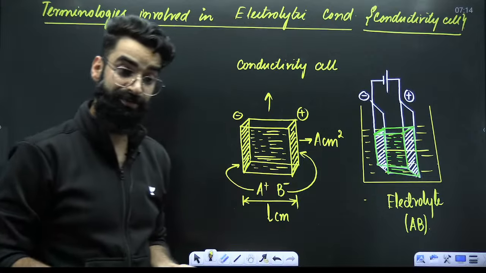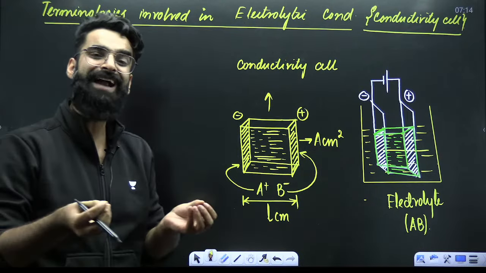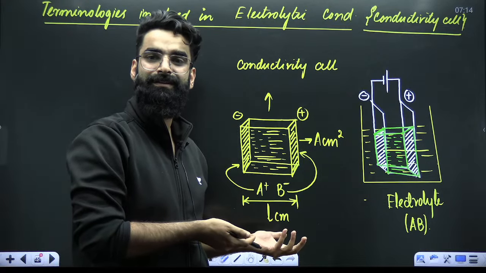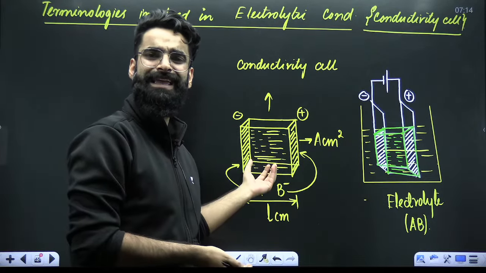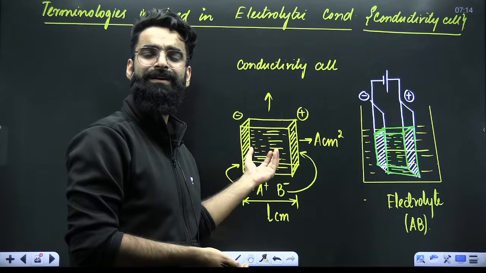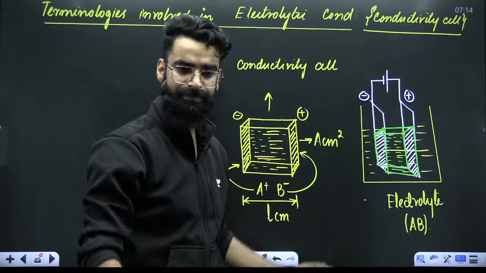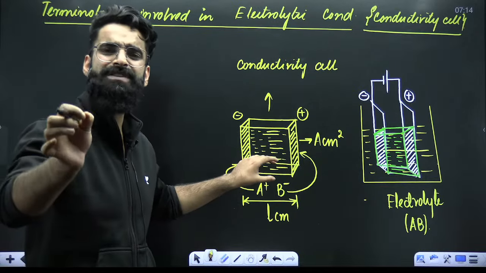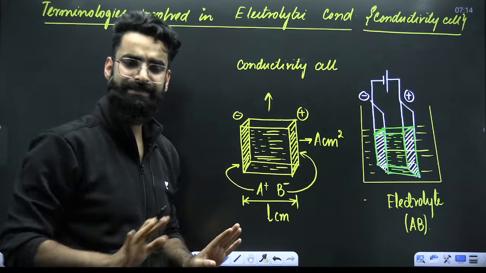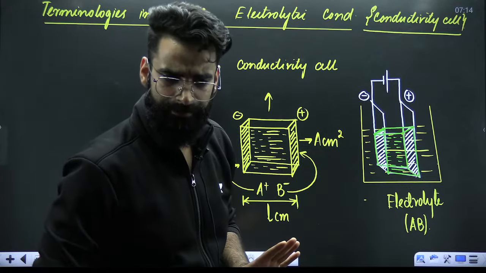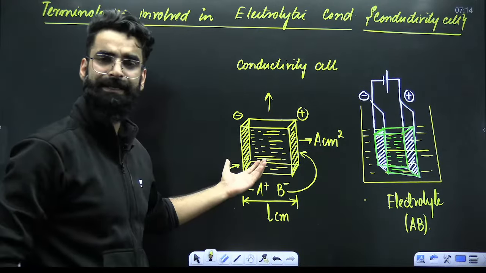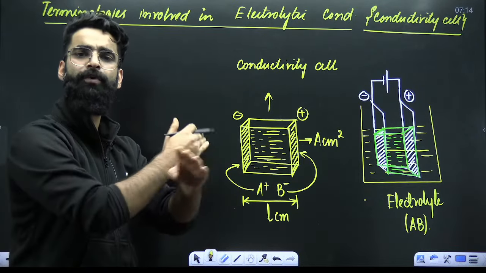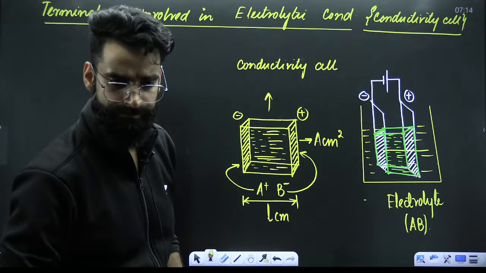Do you see any obstruction in the movement of the ions? Absolutely, there is obstruction in the movement of the ions. And that obstruction is the reason why we say this particular electrolytic solution shows resistance. So what is the resistance of this cell? It is simply the obstruction during the movement of the ions, when the ions are moving towards the respective electrodes.